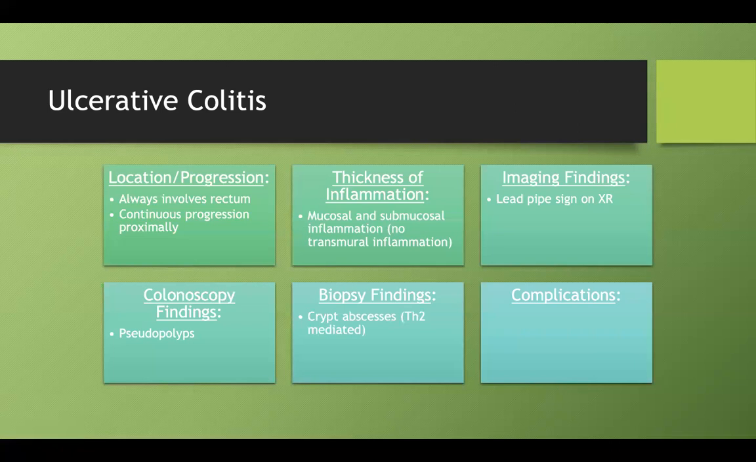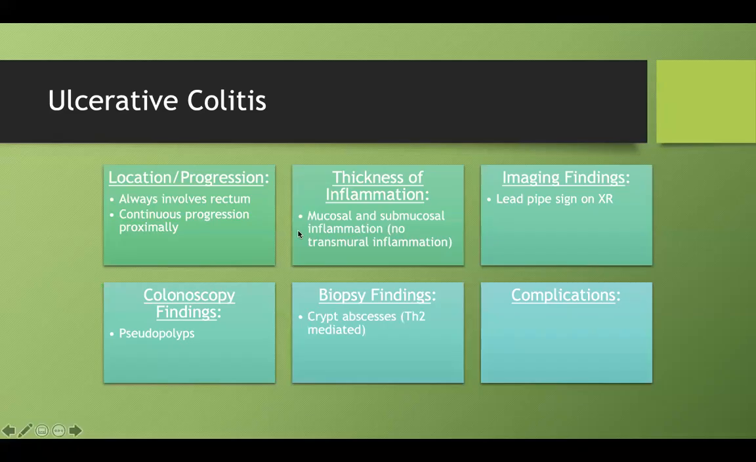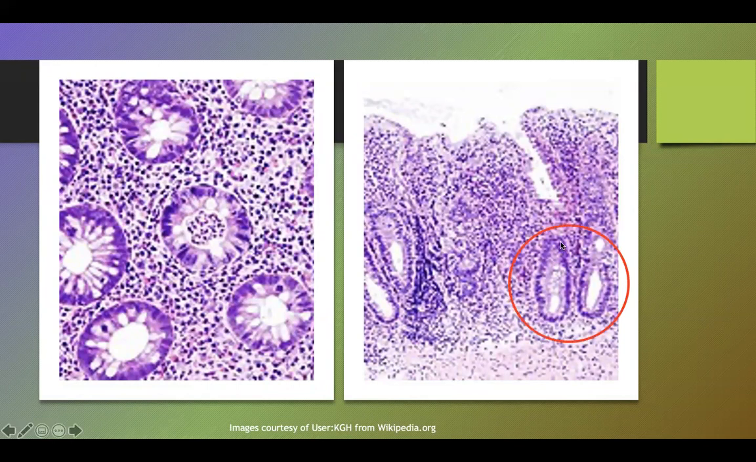On biopsy, you're going to find crypt abscesses, which are Th2 mediated. So this is a healthy crypt here. What I want you to realize is that these crypts here are huge and there are a lot of them. If you go into the small intestine lecture, I talk a little bit about the crypts of Lieberkühn and what cells live there. And you can just see that the abscesses develop in these areas, and that's typical of UC.